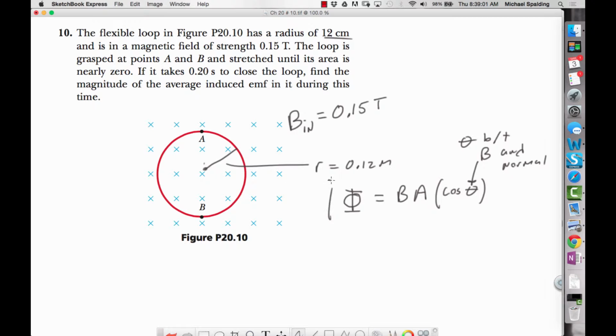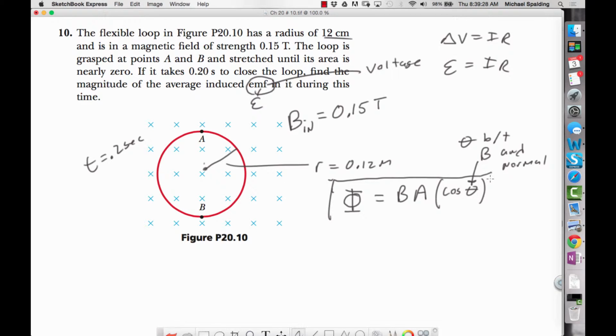What they want us to find, if it takes 0.2 seconds to close this loop, is the induced EMF. EMF is a fancy name for voltage. Like in Ohm's law, we said delta V equals IR. That's the same thing as saying E equals IR, where EMF is this symbol E. So how do we find this induced EMF? Well, the equation for it is this.